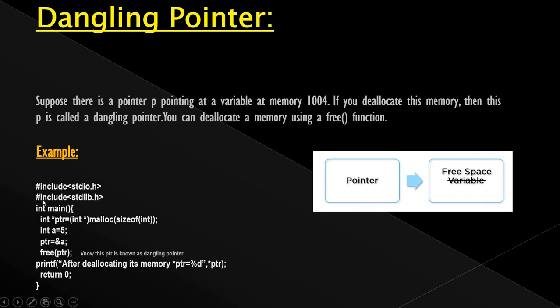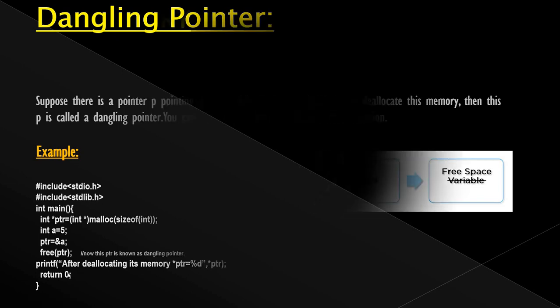Hashtag include stdio.h, include stdlib.h, int main, int *ptr equals (int *)malloc(sizeof(int)), a equals 5. Here the value of a is equal to 5. ptr equals &a means ptr stores the address of variable a. Free ptr. Now this ptr is known as a dangling pointer. Printf, after deallocating its memory, ptr equals %d. ptr now returns 0.